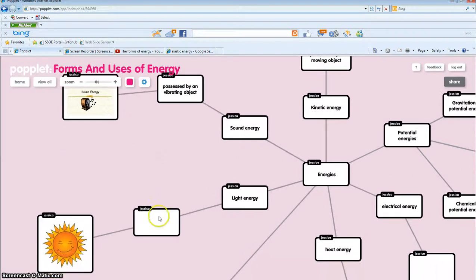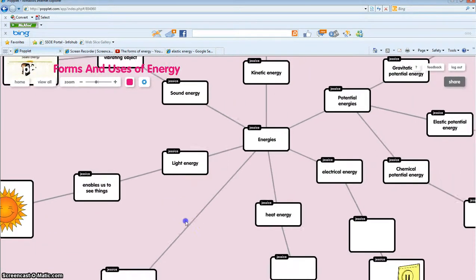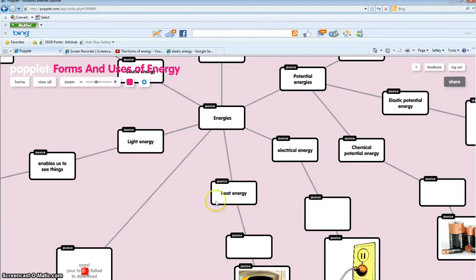Now, let's learn about light energy. Light energy enables us to see things. We can see the objects around us because the light energy gives a light reflection which bounces to the object and into our eyes.